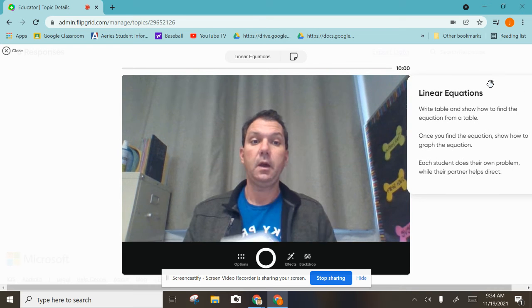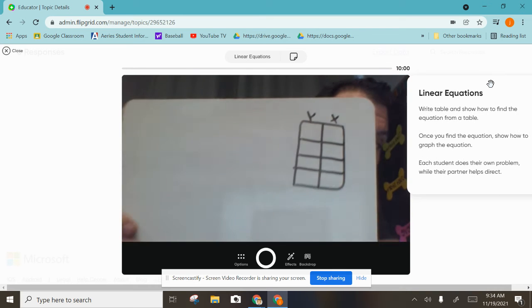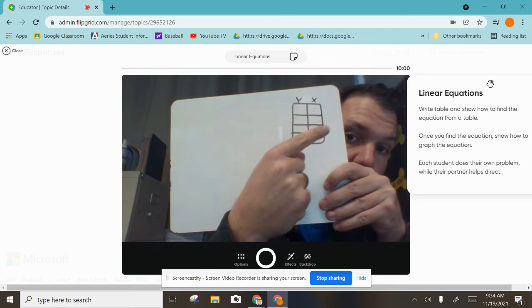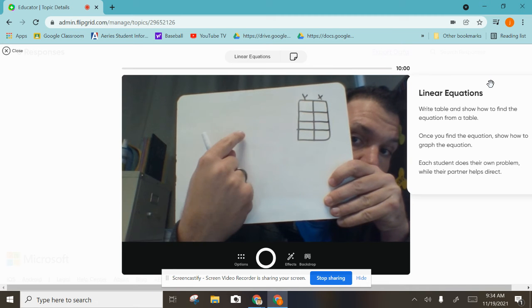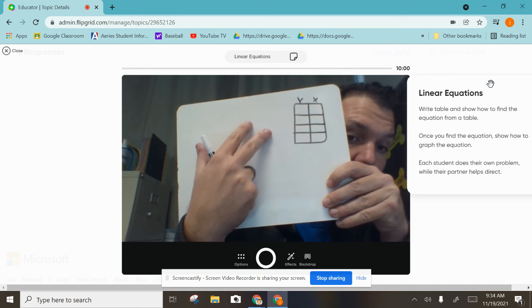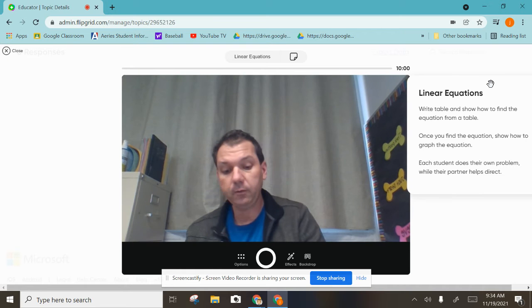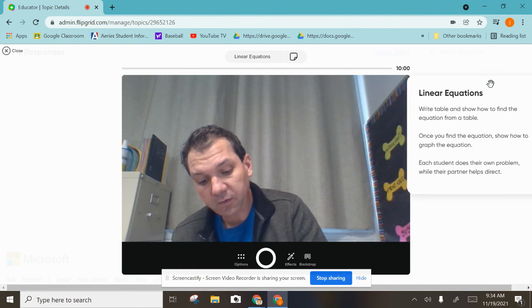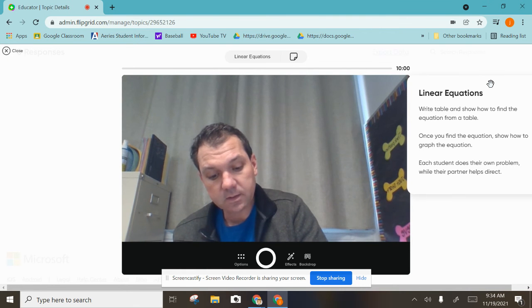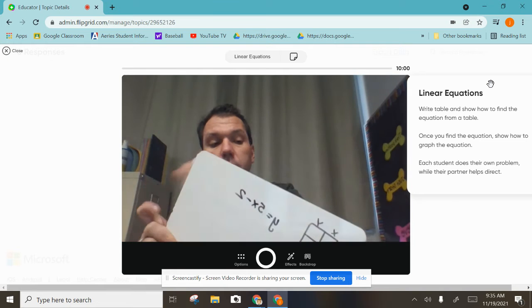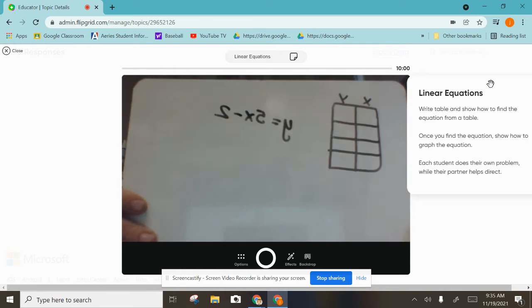So here's the deal. I just wrote a table on my whiteboard. Eventually, I'm going to show how to take this table and put it into actual numbers. But before I do that, I just want to make up my own equation. I'm going to make up whatever I want. y equals 5x minus 2, okay? I just made that up. You know what's interesting, though? When you read this, doesn't this look weird?